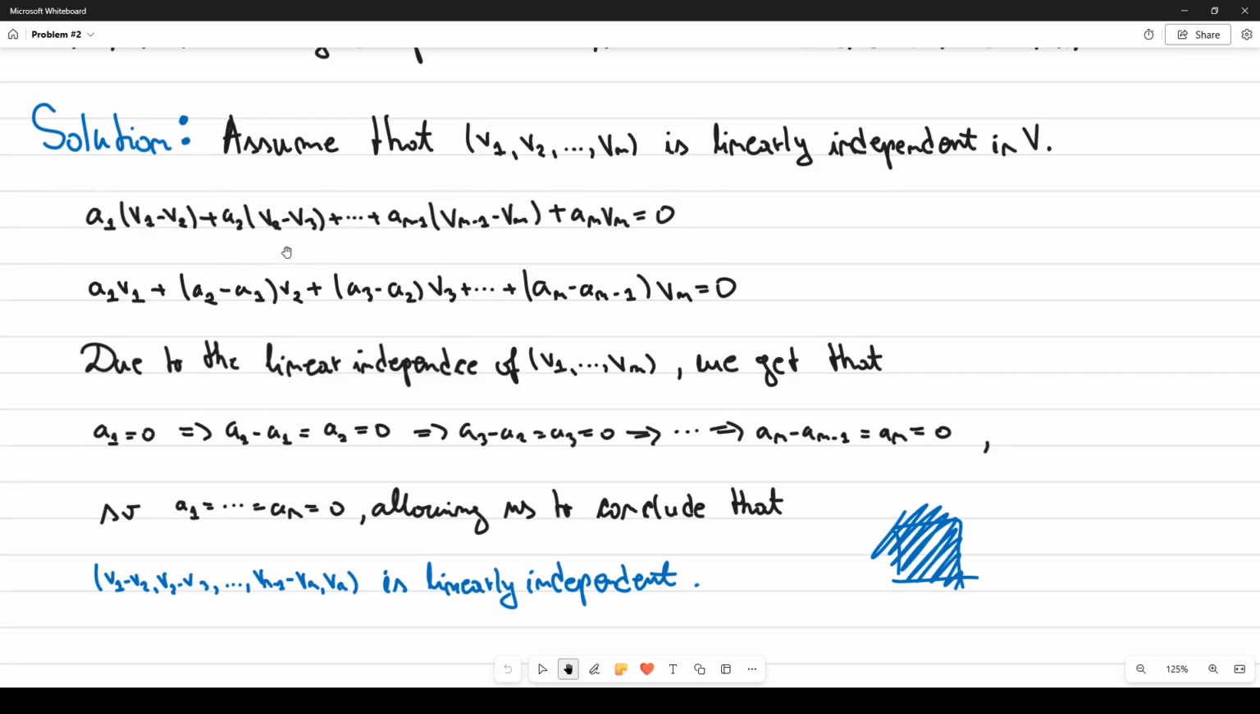So we set this linear combination equal to 0, and we got that the scalars have to be equal to 0. That means that this list of vectors over here is linearly independent in V. So that would be problem number 2.